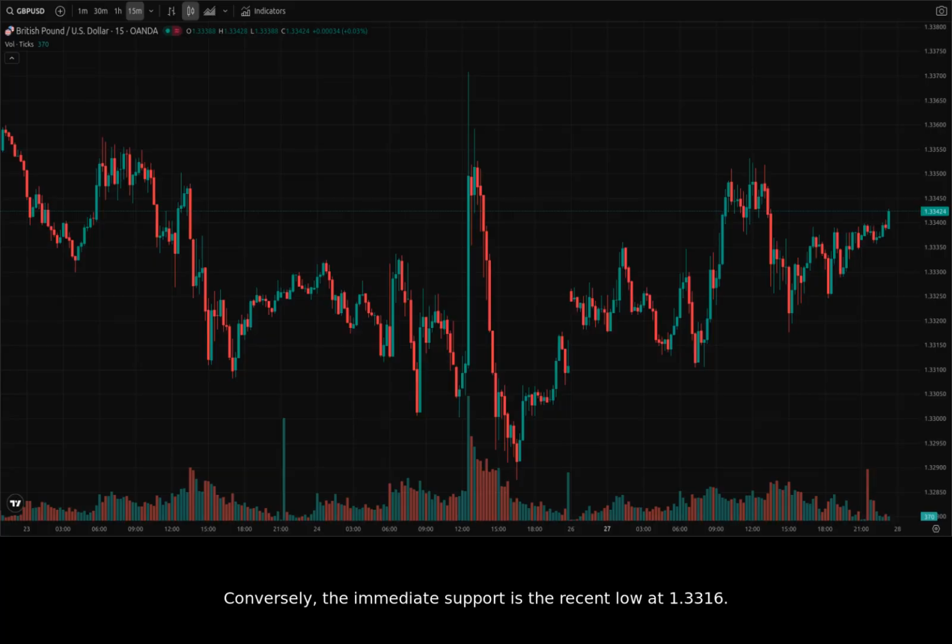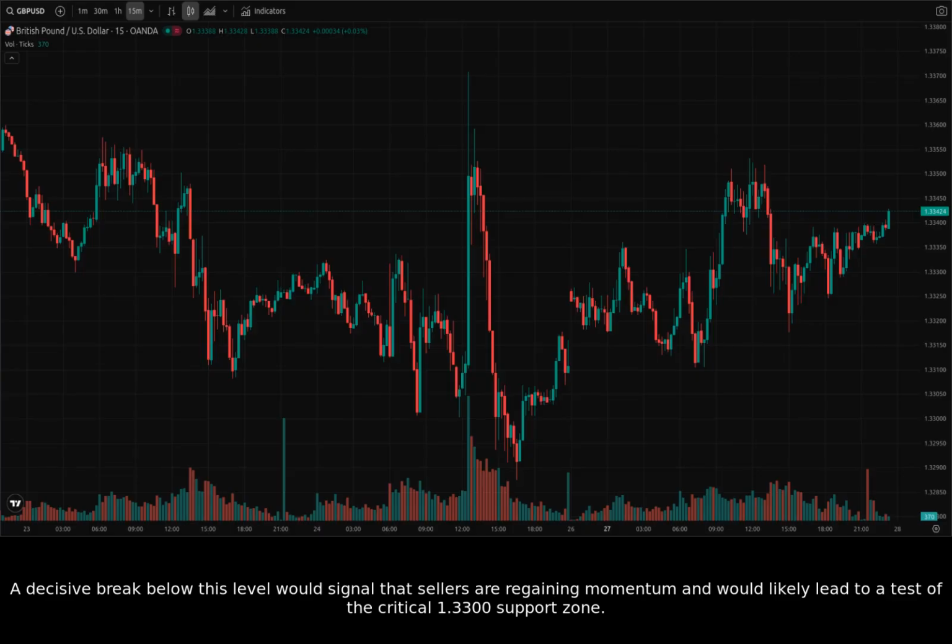Conversely, the immediate support is the recent low at 1.3316. A decisive break below this level would signal that sellers are regaining momentum and would likely lead to a test of the critical 1.3300 support zone.